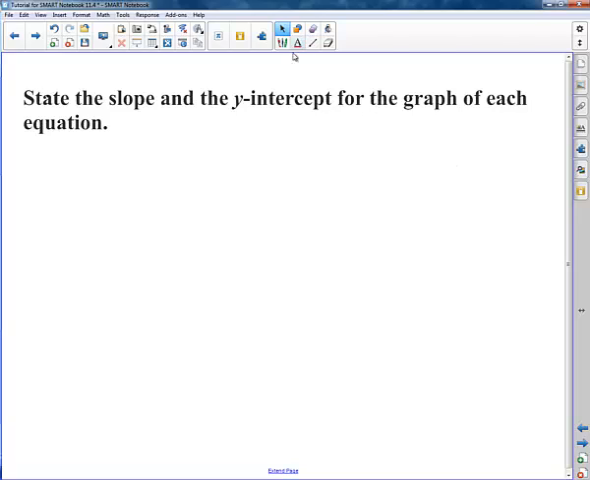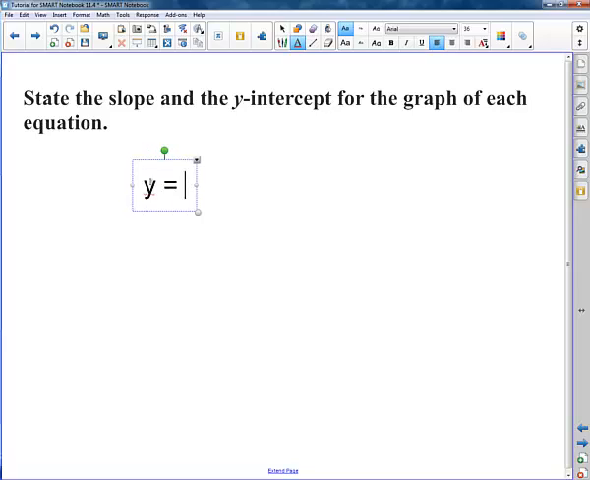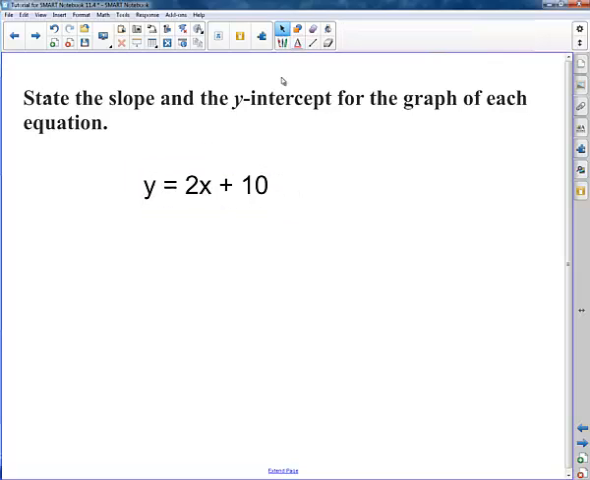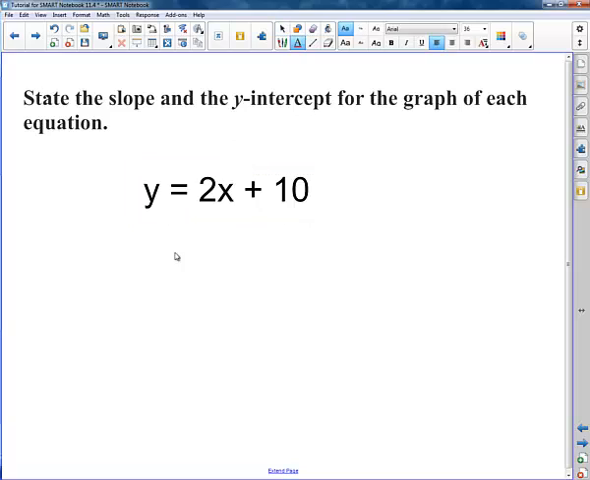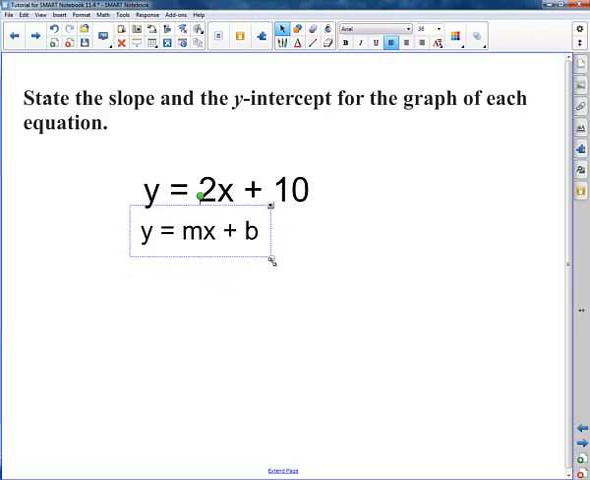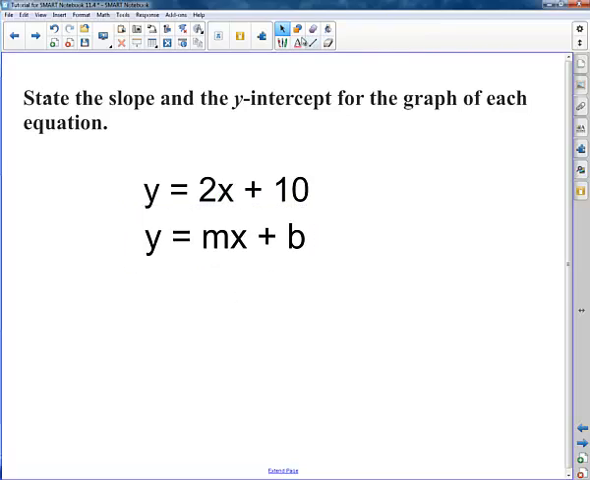So, let's go ahead and make an equation here: y equals 2x plus 10. This is our equation, and this is our formula for slope: y equals mx plus b. All you have to do is line these up. By lining up I mean you have the equals sign with the equals sign, the x's with the x's, and the numbers with the numbers at the end. That's what I mean by lining up.